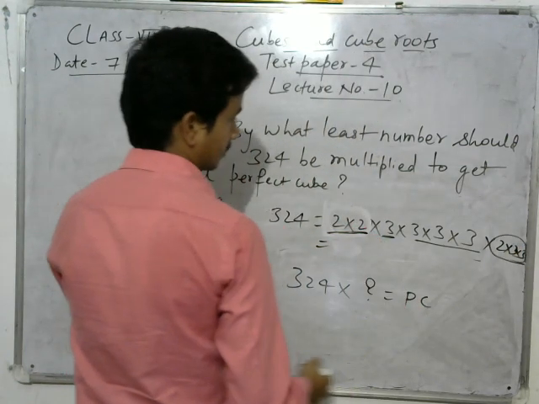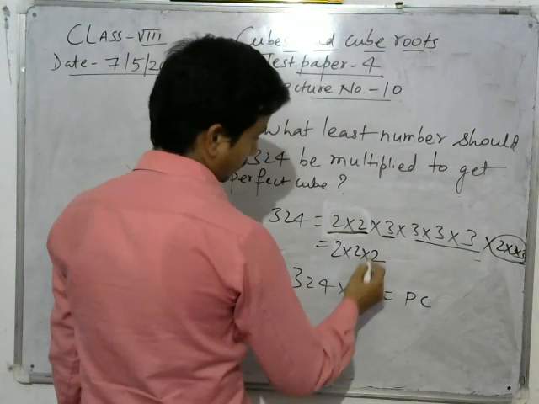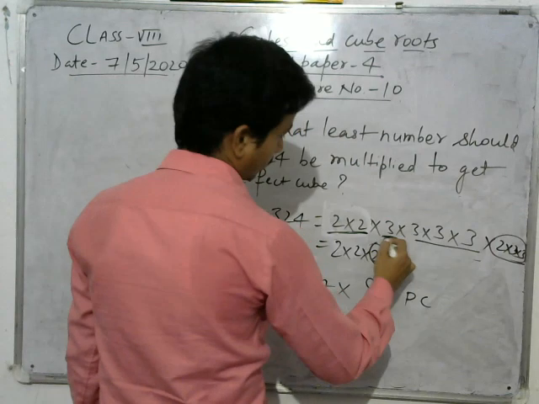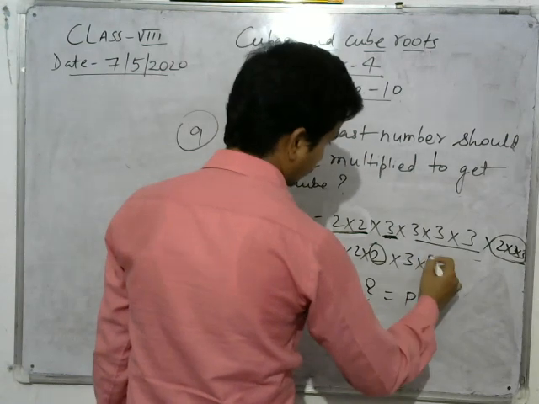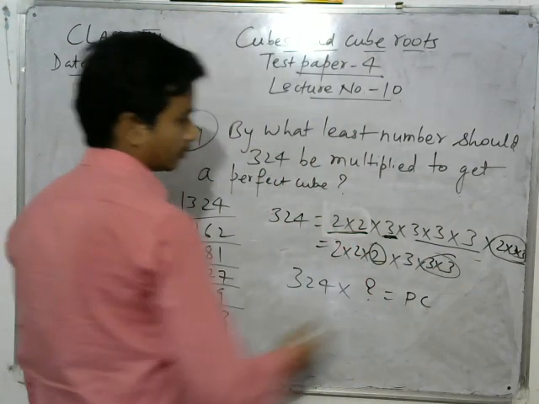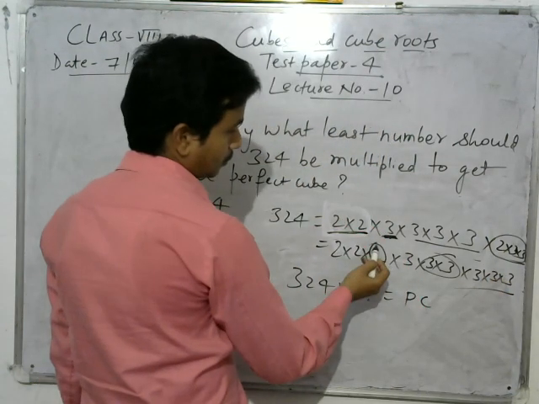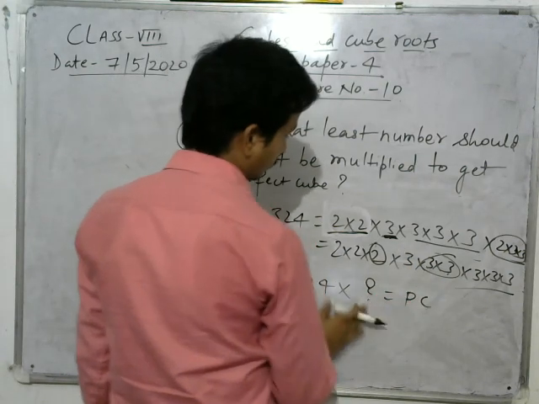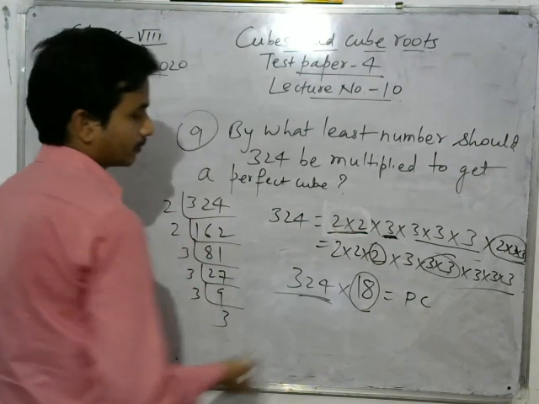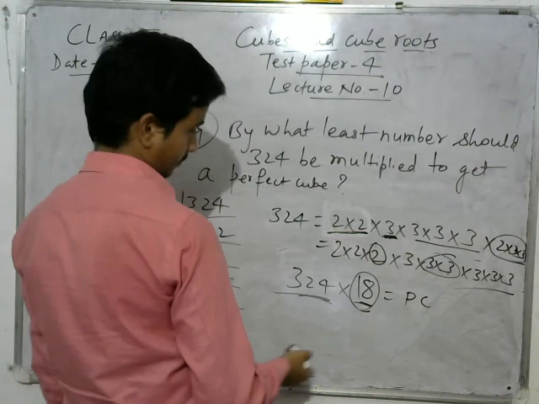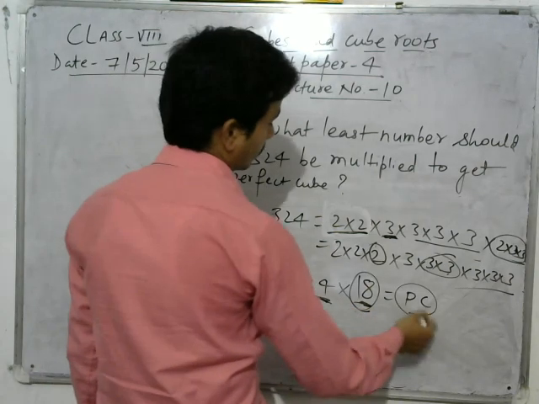So what we have multiplied? To make it a perfect cube, we have to multiply 2 and make this triplet. There is only one 3 in the second group, so to make the triplet we have to multiply by 3, and the 3 into 3 is already present. So what we have multiplied? 2 times 3 is 6, 6 times 3 is 18. So 18 should be multiplied with 324, and only then will it become a perfect cube.